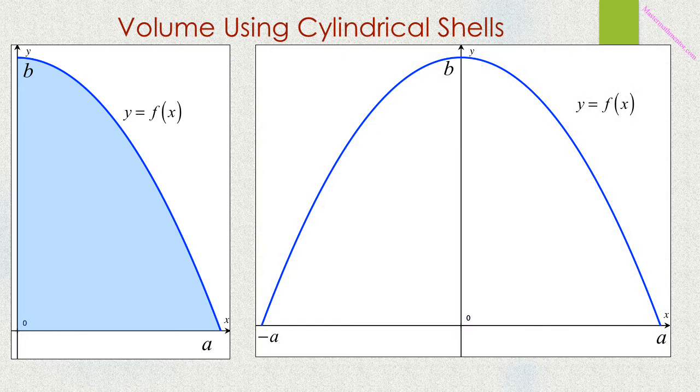We next draw our curve rotated about the y-axis, and the curve will now be symmetric to the y-axis, and now will be defined between negative a and a. It should be clear that when we try to find our volume, this will be a disk situation.